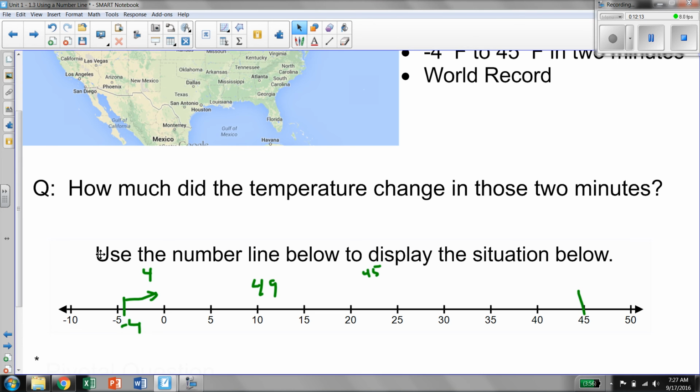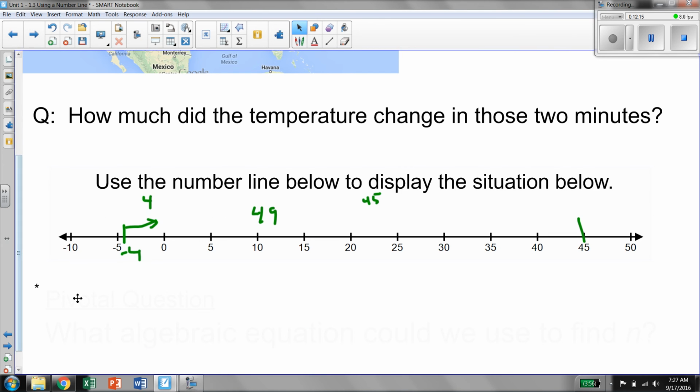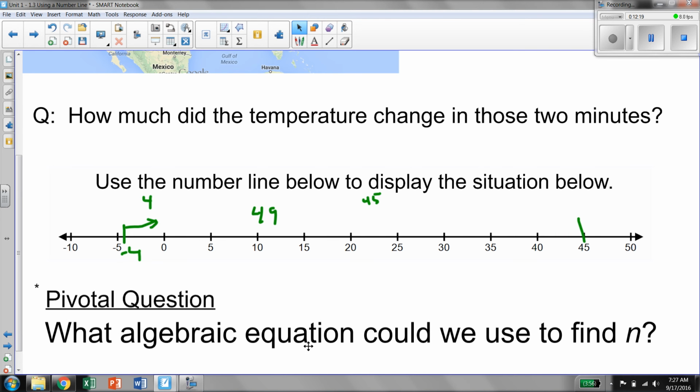Now here's where we start building our deeper understanding. What algebraic equation could we find using n? Now we know that equations use an equal sign. That's what makes an equation an equation. If there's an equal sign, it's an equation. Algebraic includes variables, among other things. So let's see, where do we start?